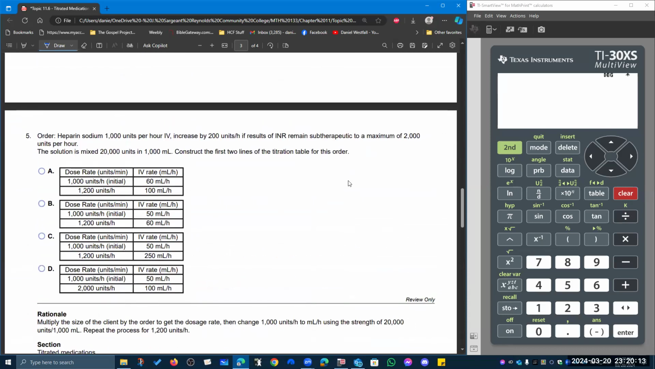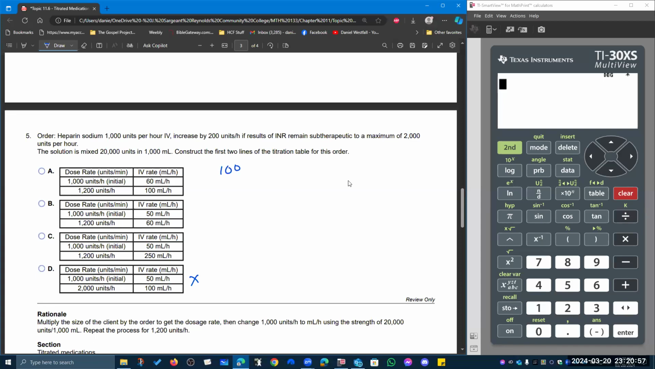Now our order is for heparin sodium, 1,000 units per hour, given by IV, increased by 200 units per hour if results of the initial amount remain subtherapeutic, and it can go up to a maximum of 2,000 units per hour. And then it gives us the concentration here. So our initial rate is 1,000 units per hour. All of them got that right. And then the next step would be 1,200 units per hour. That gets rid of this one.